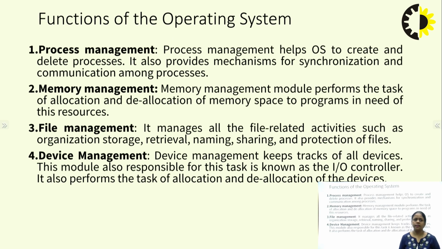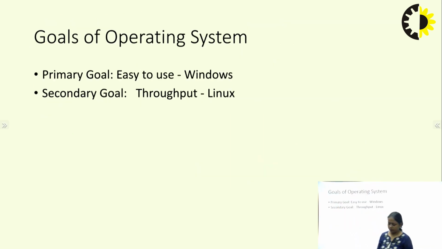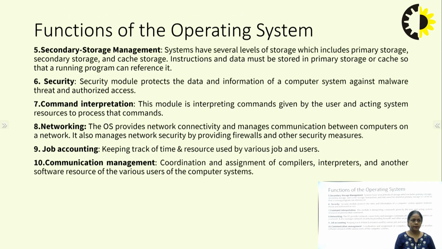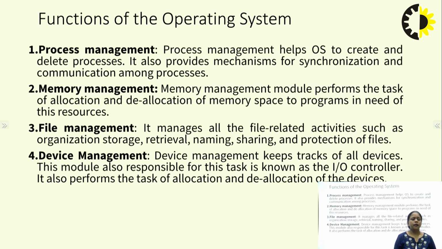Now, functions of the operating system. What are the major functions of the operating system? The first one is process management. Process management means to create a process, to delete a process, and other operations on the process. Now the question is, what is the meaning of process? A process is a program in execution. That's why it is known as process management. So the operating system will deal with all the activities related to processes, like creating a process, deleting a process, and putting it into memory. These are all operations done by the operating system. So this is process management, the first option, which is a very important function of the operating system. Next is memory management.